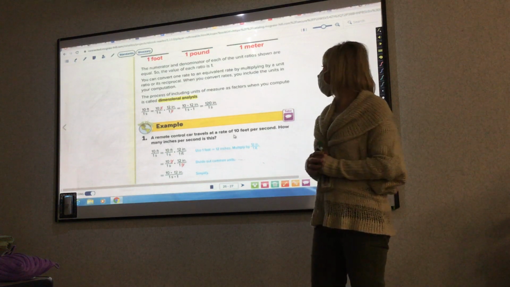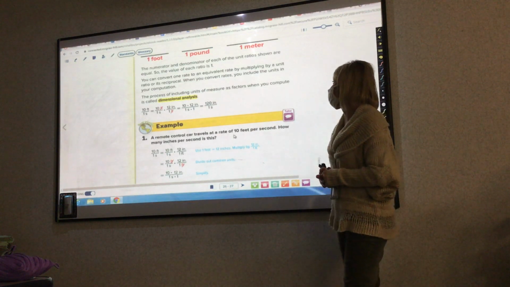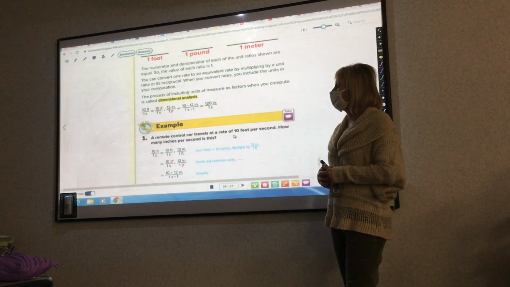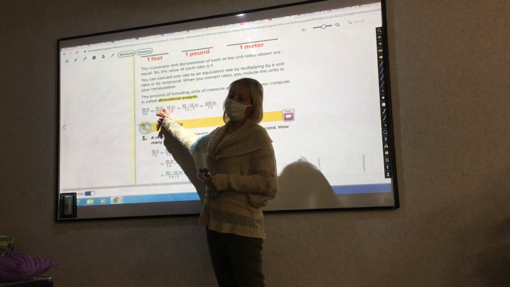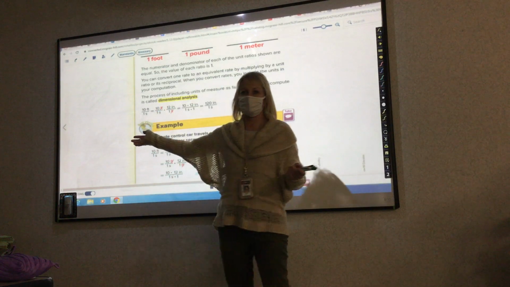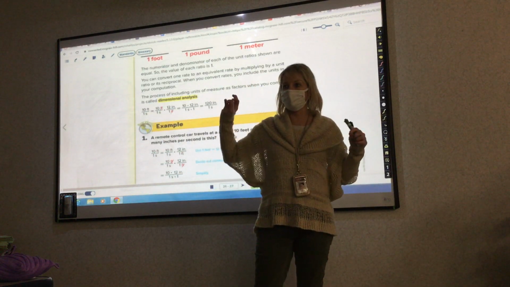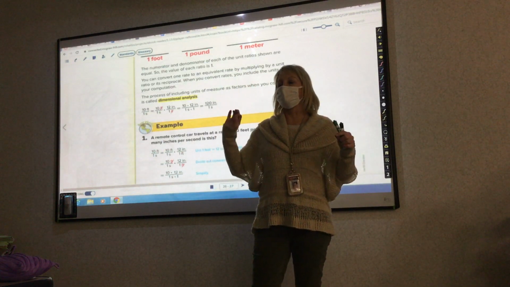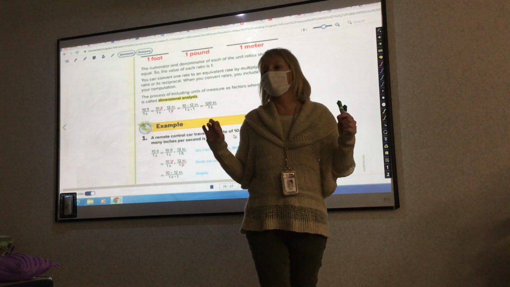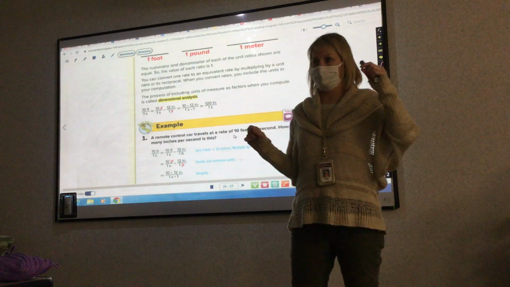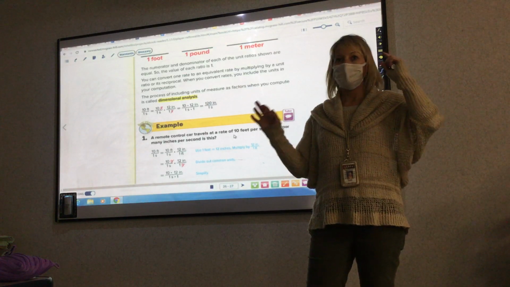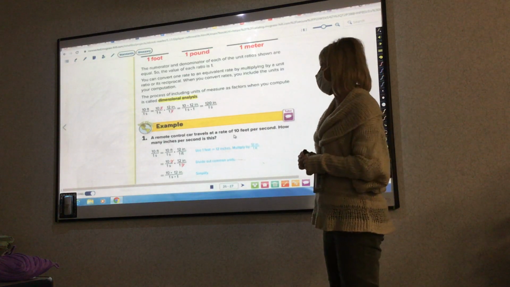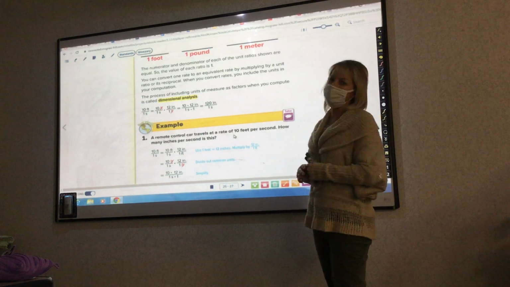Then it says the process of including units of measure as factors when you compute is called dimensional analysis. That's a really big word. What I really need you to understand is when you do dimensional analysis, you are trying to convert different units, like from inches to feet. And you have to learn to cancel out whatever you may need to cancel out.